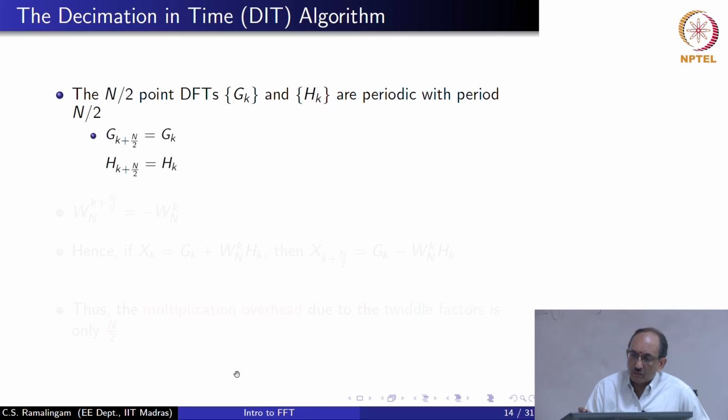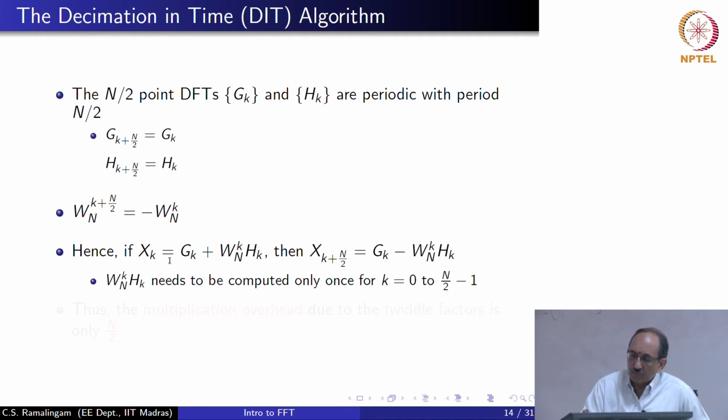And so this is exactly what I had explained just now, that is, gk and hk are periodic with period n by 2, and k plus n by 2 is just this. If you replace k by k plus n by 2, all you will do is a multiplicative factor of minus 1 jumps out.